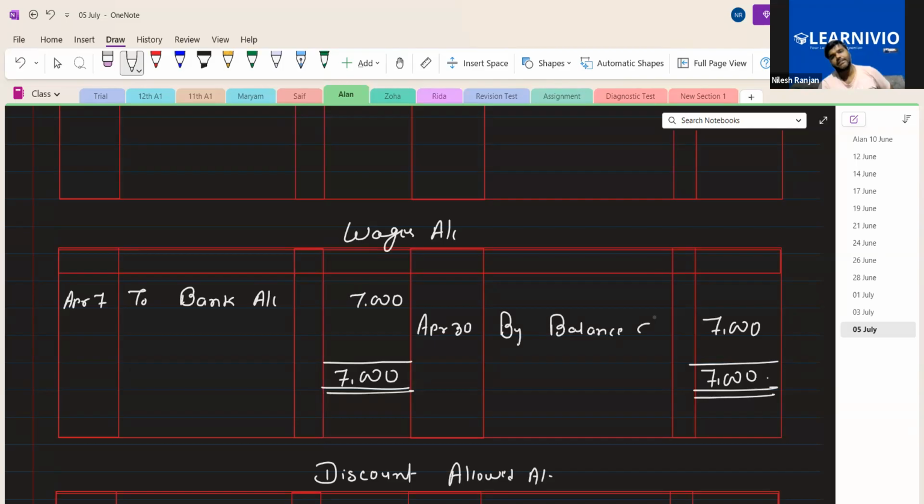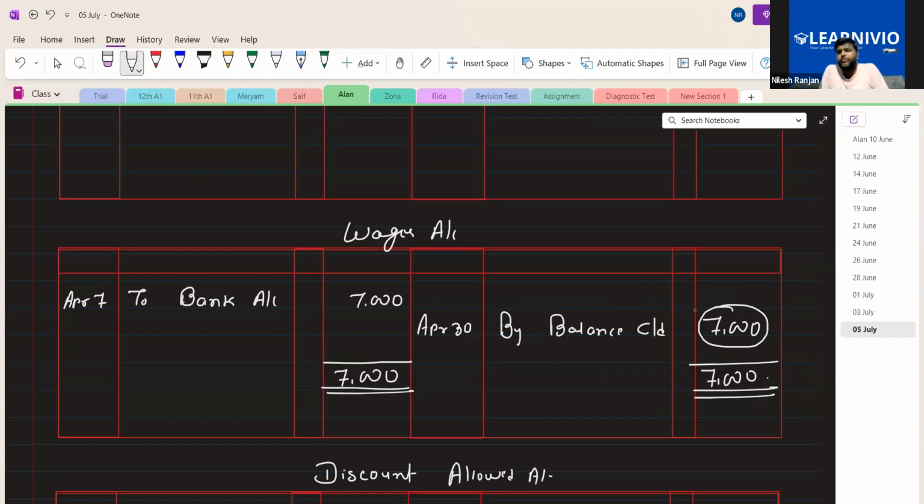It will be by balance C/D. And sir, carry down means there should be some transaction so that you can carry down, right? But here there's nothing, though on the debit side there's a bank account, so then you can carry down. No, no, we are calculating the balance here. I have a doubt, like how it is carried down, not brought down.